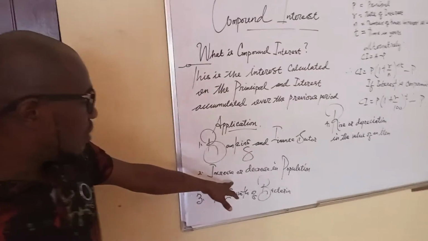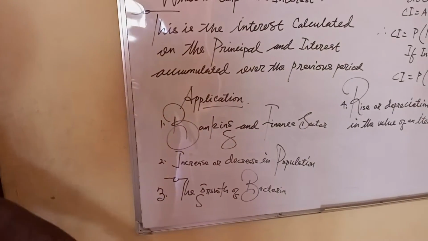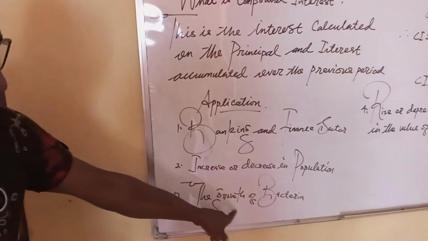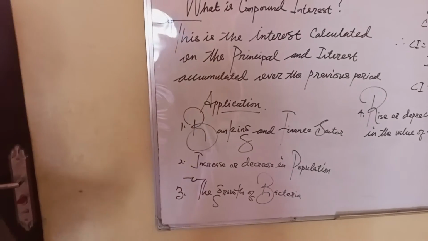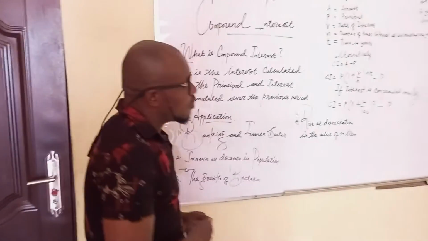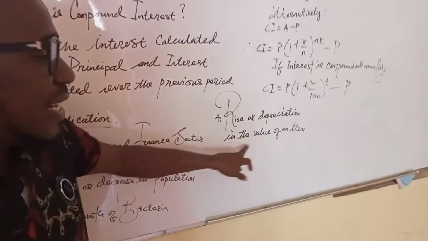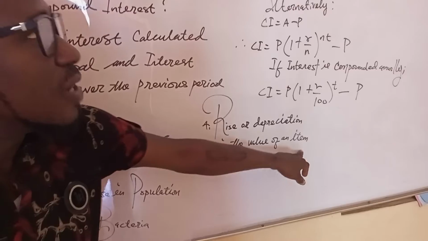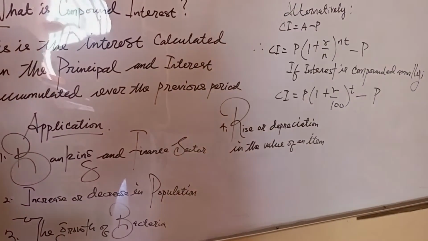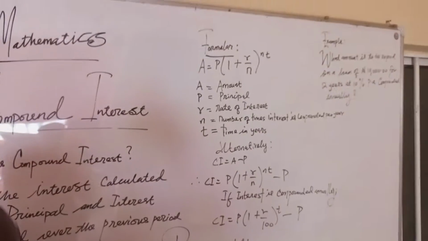Compound interest is used in the banking and finance sector. It's used to calculate increase or decrease in population. It's also used to calculate the growth of bacteria. We're going to see all that as we go. We can also use it to calculate the rise or depreciation in the value of an item. All right, let us see the formula for calculating compound interest.